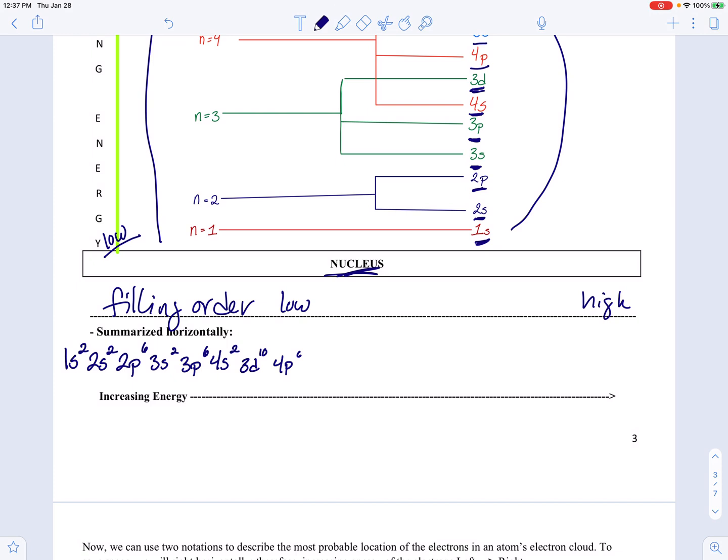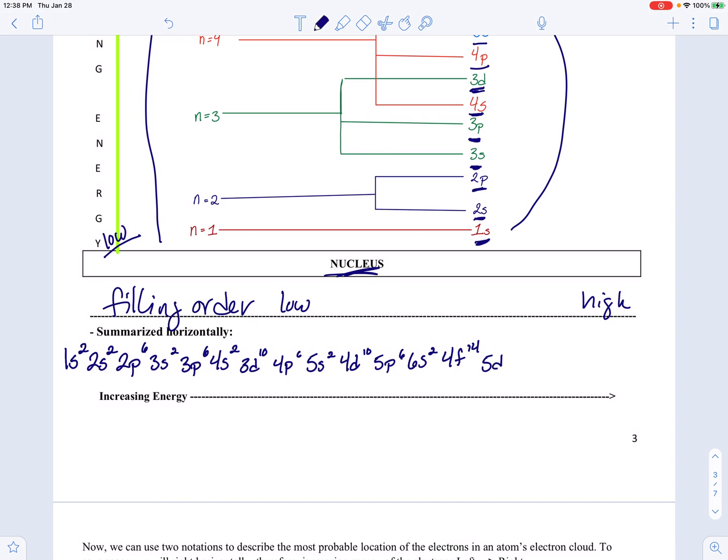Then you would move on to 5s. And then you would move on again. It gets a little bit tricky here. We go on to 4d. And then it'll be 5p. And then from there we'll go 6s. Oh, and then we start entering our floral rooms, so it's going to be 4f. Your floral rooms have 7 bunk beds in them, so it can hold a total of 14 electrons.